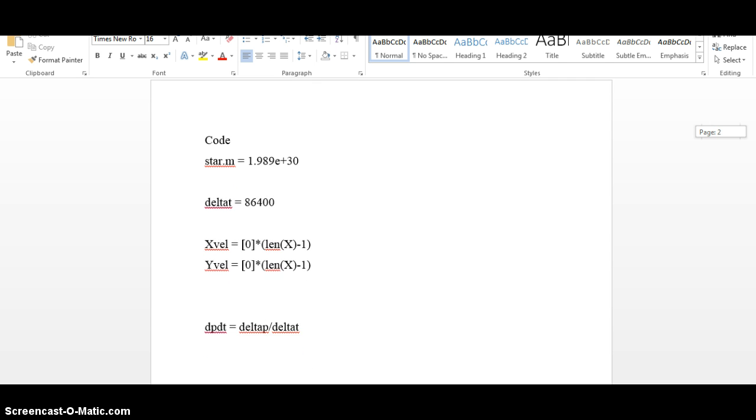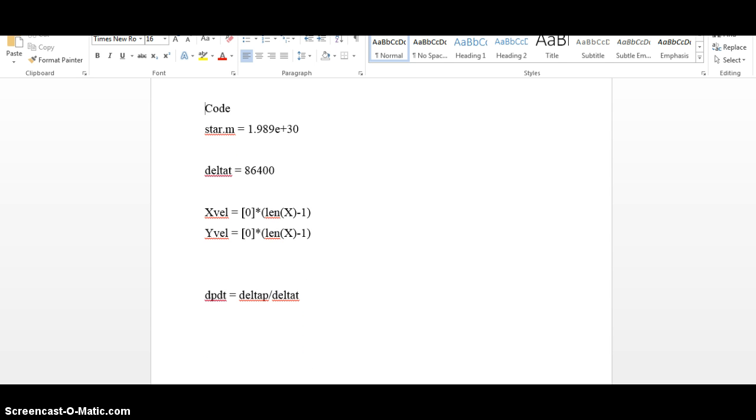Now, looking at the code, which I've enlarged here, some of the essentials we have are the mass of the star, star.m, being 1.989 times 10 to the 30 kilograms, set here. Delta t, the time step, is 86,400 seconds. Now, xvel and yvel are based on the fact that if we have n positions, we can calculate n minus 1 velocities. These velocities were then used with the mass to calculate momentum. dp/dt is the change in momentum with respect to time, which we have highlighted here.